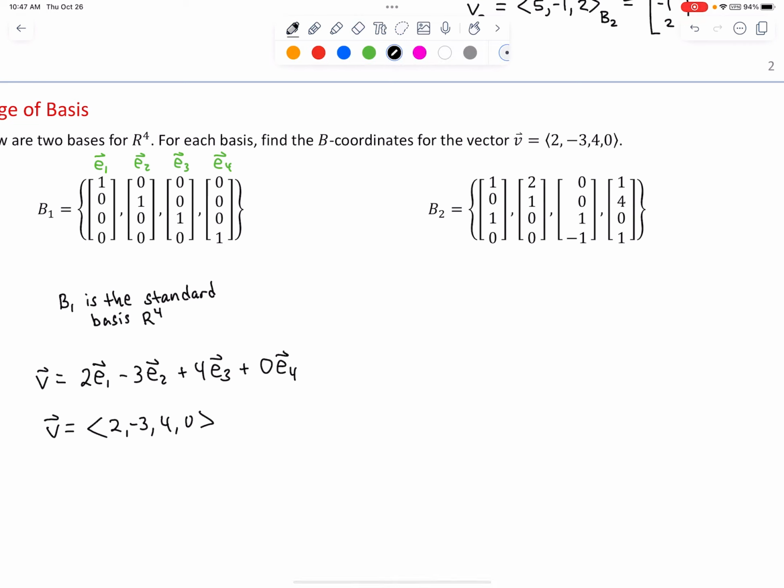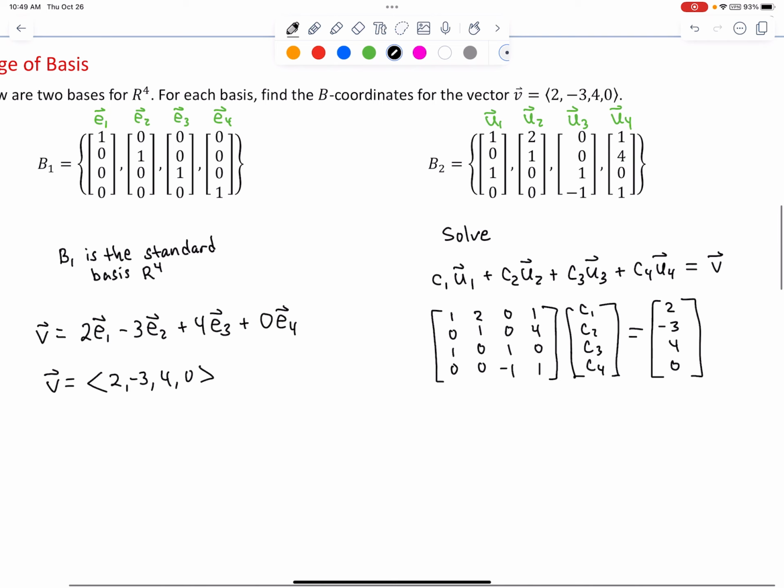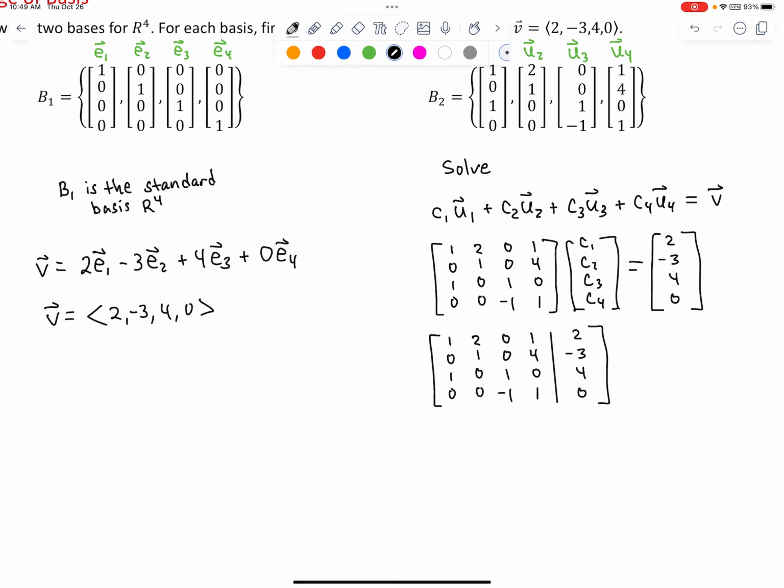And once again, our goal is to solve the following system. What scalar multiple of the first vector, and let's call these vectors U1 through U4, plus what scalar multiple of the second vector, etc., will equal the vector v. Converting this to a system in matrix form, we get this, which we then convert to an augmented matrix, which we now put in reduced row echelon form.